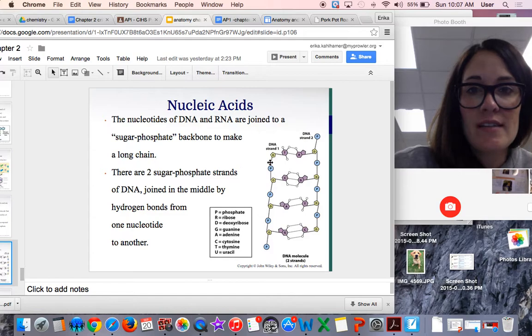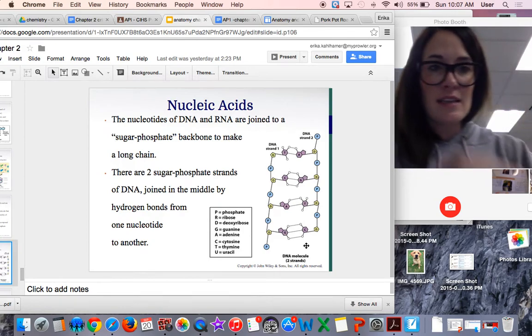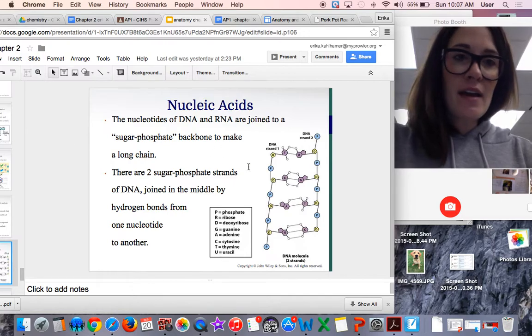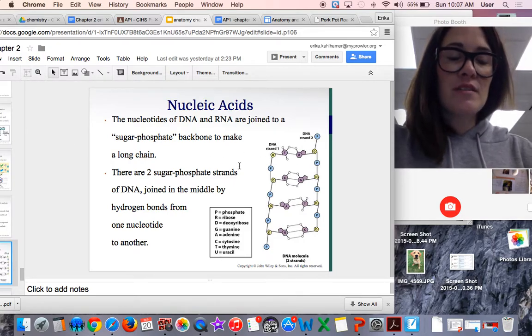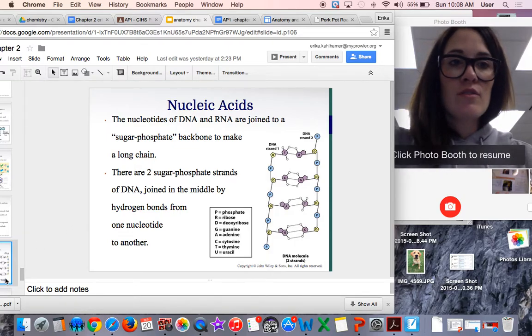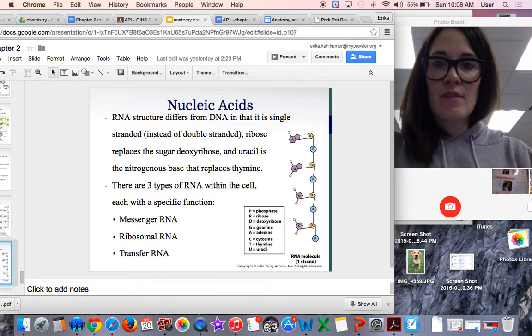And so here is DNA. So we have nucleotide, nucleotide, nucleotide, nucleotide, and the same on this side. They are joined together in a long chain. And in DNA, there are two chains that are joined together in the middle by hydrogen bonds. That's like the zipper, up and down. I'm not going to get too much into the details of the DNA and RNA structure because you did that in biology. This is just a review of what nucleotides are used for.